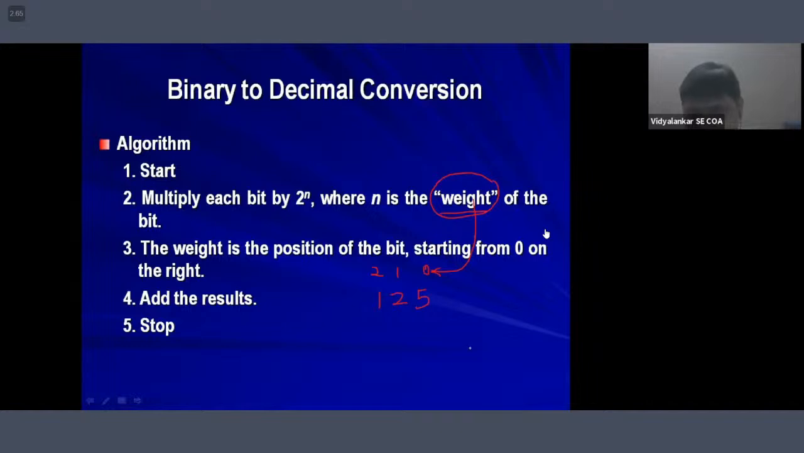Point is, 10 raised to power 0 is 1, and that's why it's called units place. 10 raised to power 1 is 10, that's why this is called tens place. And 10 raised to power 2 is 100, that's why this is called hundreds place. And that is what the weight is. Now let's go for the actual example, because now we have a clear understanding of what weight is and how we are going to use it.